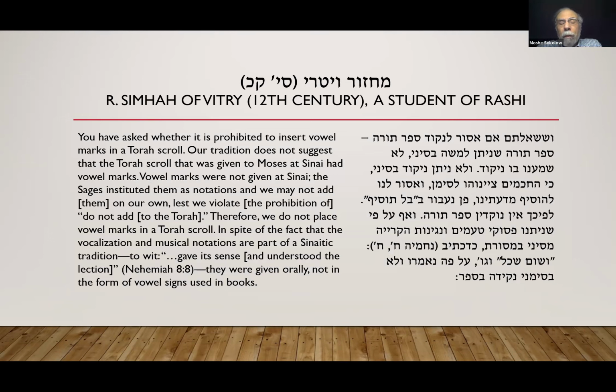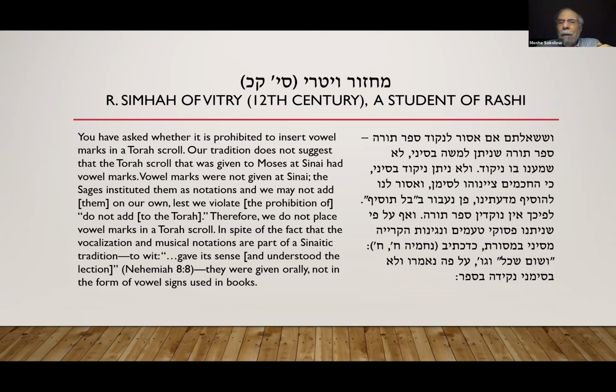So much so that we have here a 12th century text, the Machzor, which is a collection of prayers not only for the weekdays, but for Shabbat and for the holidays, that was edited by a Rabbi Simcha of the town of Vitry in France, who was himself a student of Rashi.